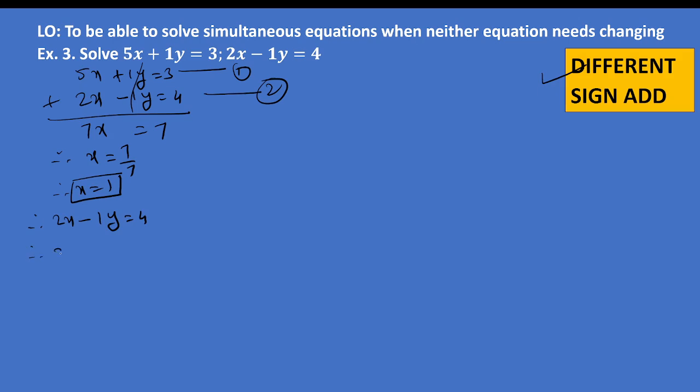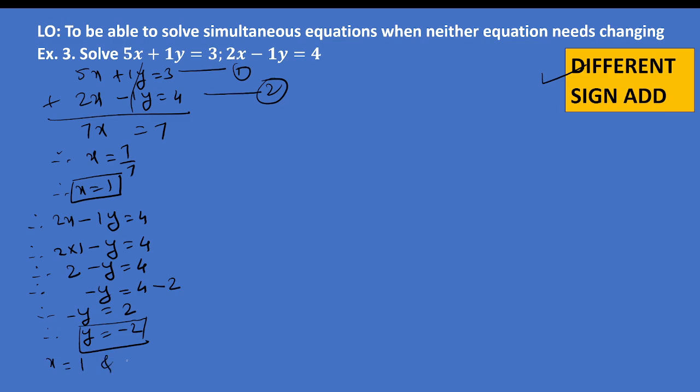So therefore 2 into 1 minus y equals to 4. Therefore 2 minus y equals to 4. Therefore minus y equals to 4 minus 2, which is minus y equals to plus 2. However, what are we looking for? We are looking for plus y, not minus y. So here y equals to minus 2, and hence our answer is x equals to 1 and y equals to minus 2.